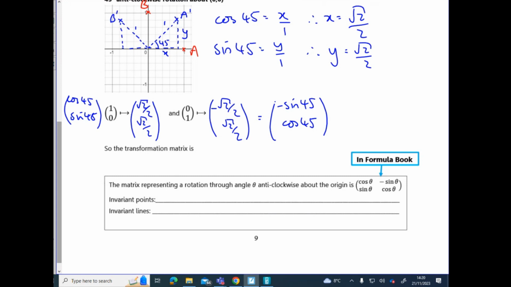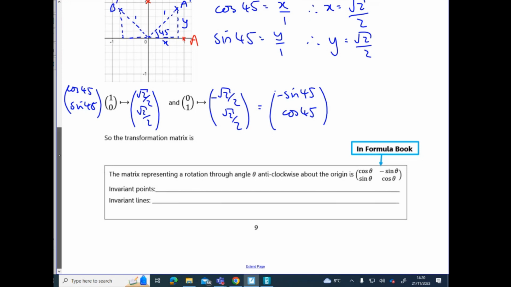Now you can just go ahead. So a rotation anti-clockwise around the origin through an angle theta is given by this matrix here. Notice the difference between this and the reflection one is where the minus signs are. And obviously this one's theta and that one's 2 theta. Invariant points for rotations around the origin: there's only one, which is the origin itself.